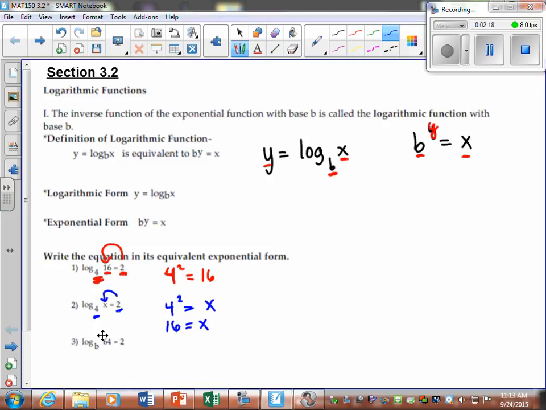Number 3, it's going to be this raised to this equals this. So it's our base raised to the y equals 64. So b squared equals 64. How do we solve for b? Take the square root of both sides, so you're going to get b is equal to, don't forget, plus or minus 8.